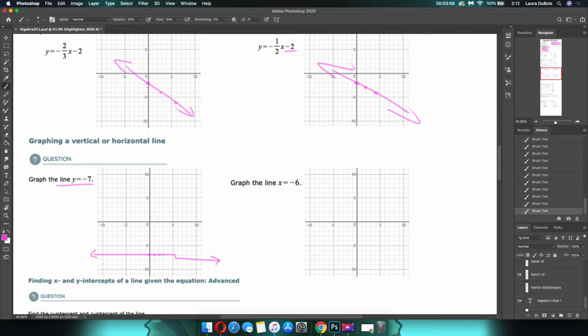Well, what about this one? x is negative 6. So, negative 6, 0, negative 6, 1, negative 6, 2, negative 6, 3. And then, oh, look, funny that. We actually have a vertical line that's being made now with my computer lagging as it is.